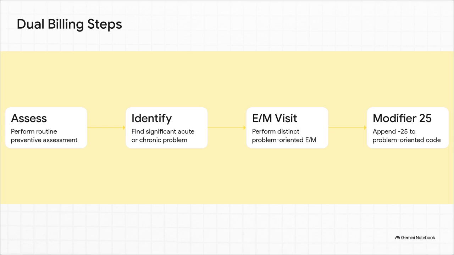Step 1, you perform the scheduled routine preventative assessment. Step 2, during that visit, you identify a significant, separately identifiable, acute or chronic problem that requires extra work. Step 3, you perform and document a distinct problem-oriented EM visit, like your 99213 or 99214. And finally, Step 4, you append modifier 25 to that problem-oriented EM code. That modifier is basically raising its hand to tell the payer, hey, yes, we did a wellness visit, but we also had to do significant extra work to treat this specific illness.